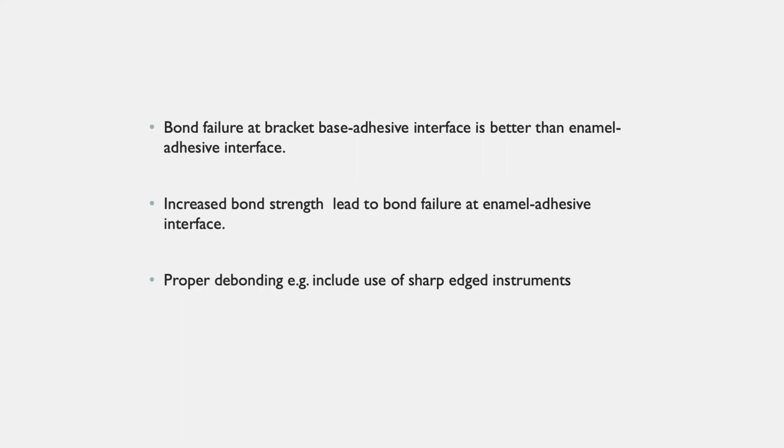Bond failure at the bracket base interface is better than at the enamel adhesive interface. Increased bond strength leads to bond failure at the enamel adhesive interface. For proper debonding, for example, the use of a sharp edge instrument helps in saving the enamel from fracture.